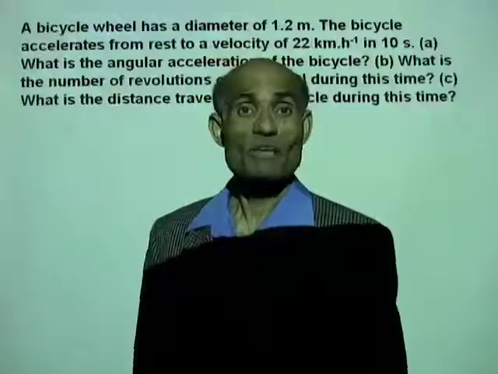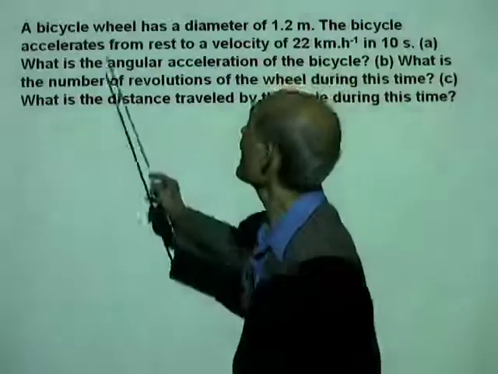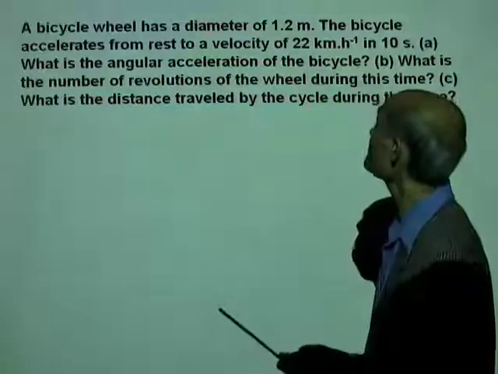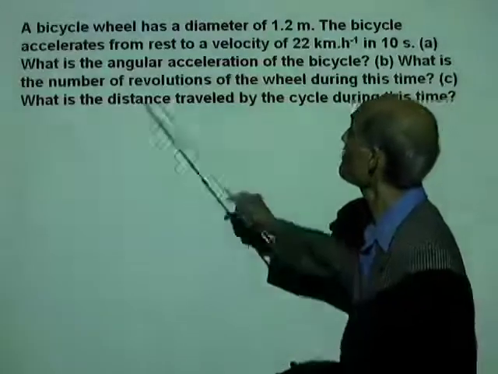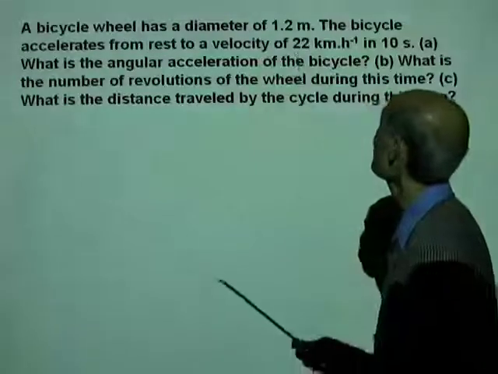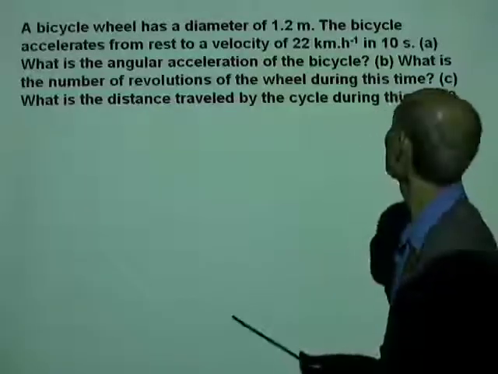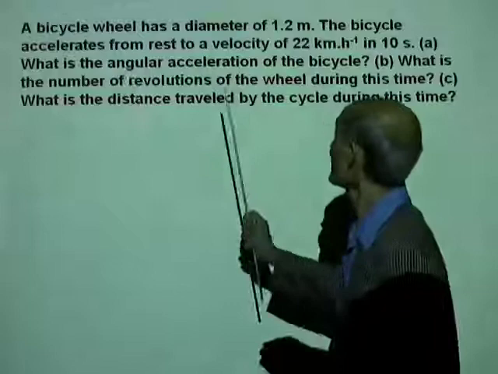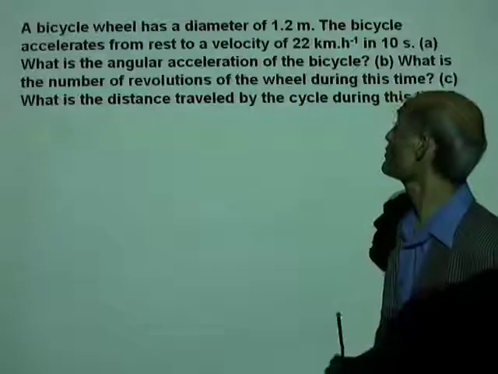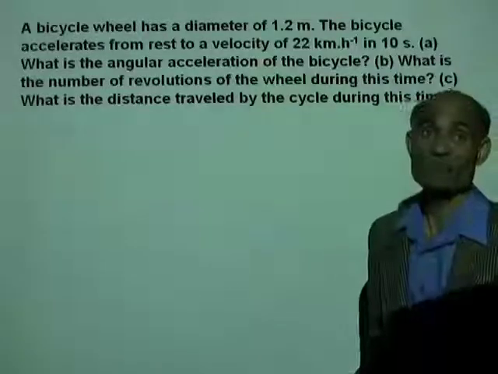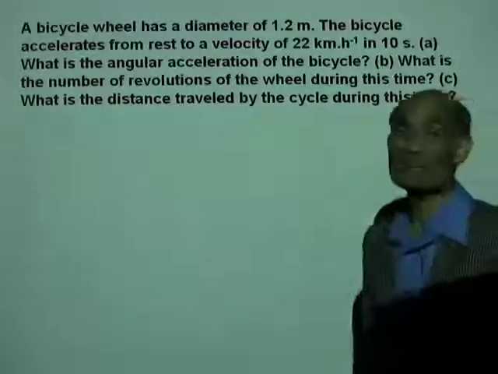Well, why not do one more problem before we close the lesson? A bicycle wheel has a diameter of 1.2 meter. The bicycle accelerates from rest to a velocity of 22 km per hour in 10 seconds. A. What is the angular acceleration of the bicycle? B. What is the number of revolutions of the wheel during this time? And C. What is the distance traveled by the cycle during this time?